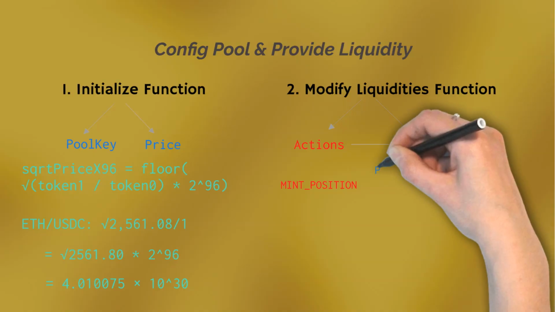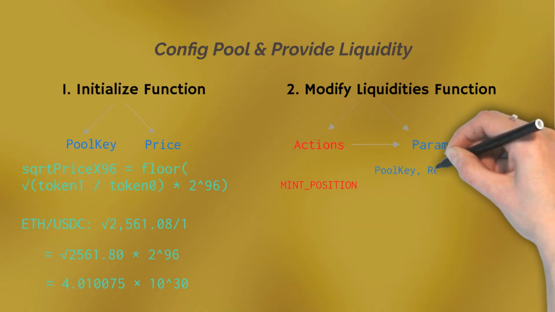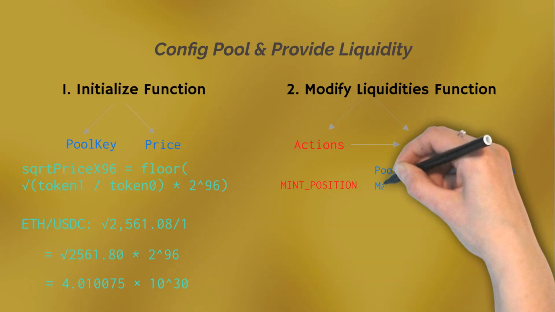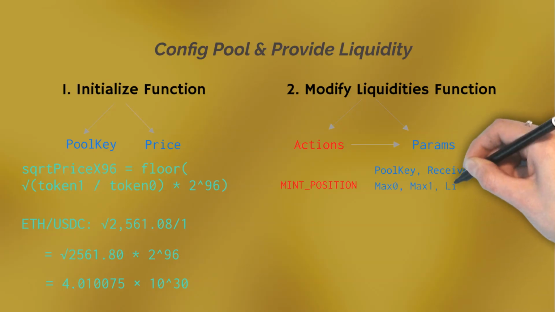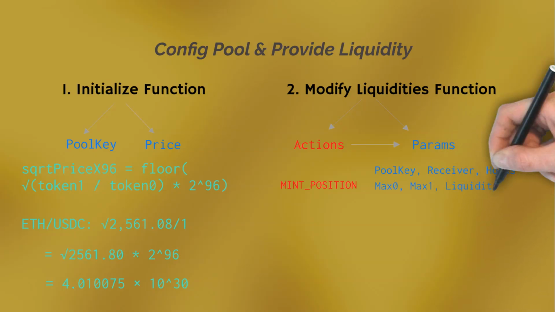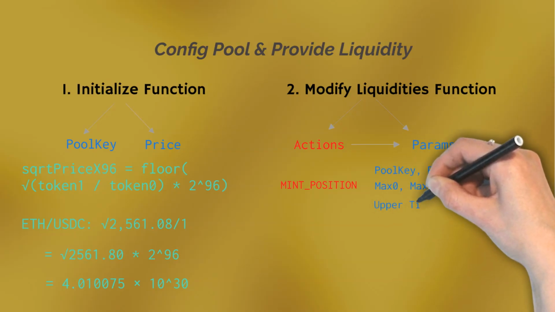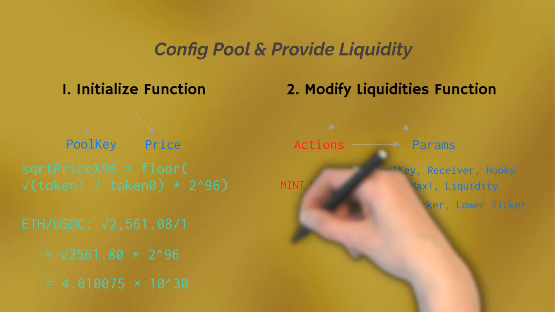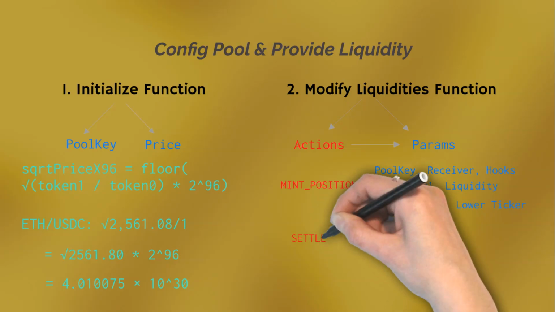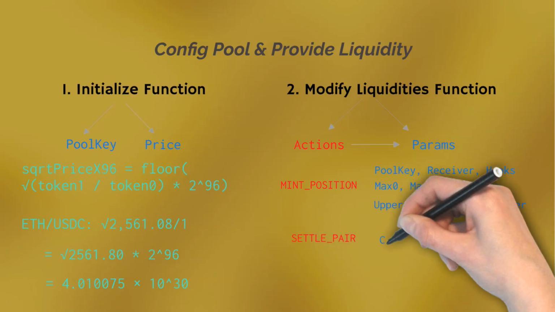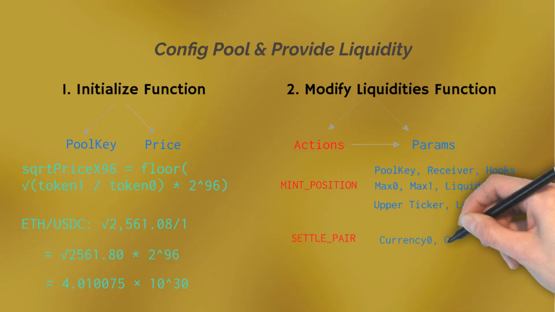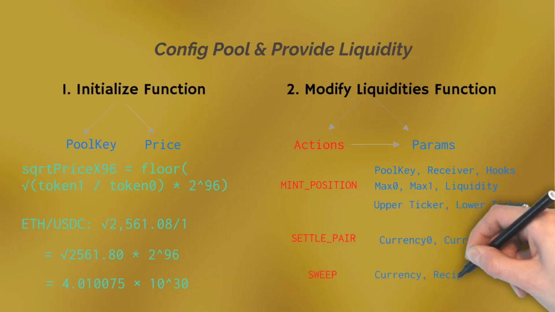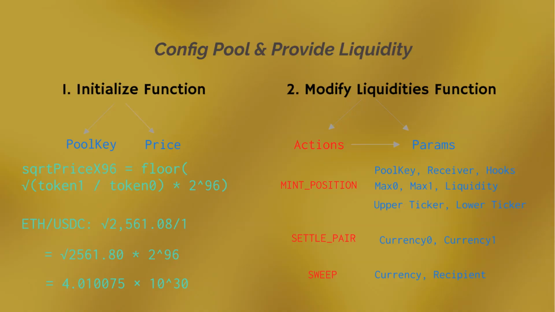Mint position parameters are the pool key struct, the address receiving the NFT, the hook data if any, a maximum amount you're willing to provide for both currencies, liquidity units, and last are the upper and the lower ticks, which represent the minimum and the maximum tick. The second action to encode is settle pair, and it is to pay off the two currencies you specify in the pool key struct. The third action to encode is sweep, which basically sends any excess ether, if any, to the recipient address.